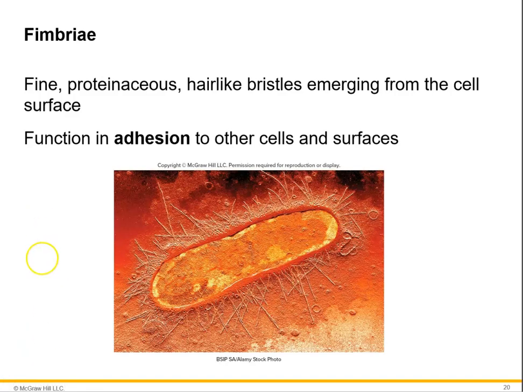Fimbriae. These are fine hair-like bristles that emerge from the cell surface. You can see them here. They're going to aid in adhesion to other cells and to surfaces, okay? So when you think fimbriae, you need to be thinking adhesion. These are basically very sticky little hair-like projections, okay, that help the organism stick to other things.